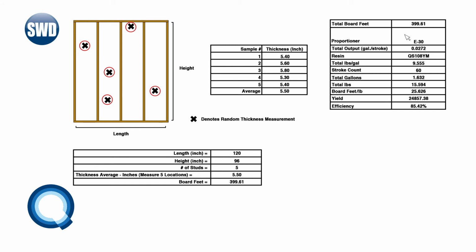Choose your proportioner from the drop-down. Type in your stroke count you wrote down from earlier here. Based upon accurate measurements, you will see your yield calculation here.